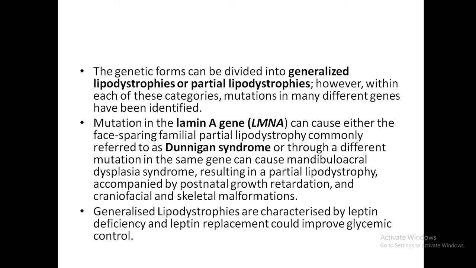I'm not going to talk about the mutations because there are a lot of mutations and it's not worth talking about all of them here. But one of the important mutations happens in the lamin A gene, called LMNA. It could result in familial partial lipodystrophy known as Dunnigan syndrome, or a different mutation in the same gene could also result in mandibuloacral dysplasia syndrome. This is just for the sake of the exam that I'm telling you this.